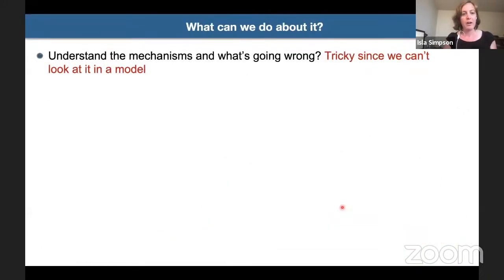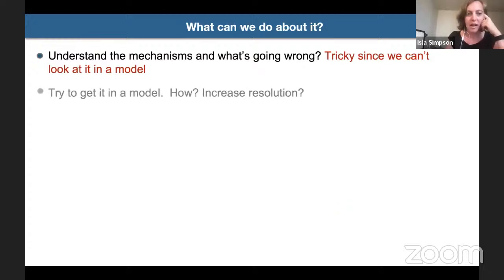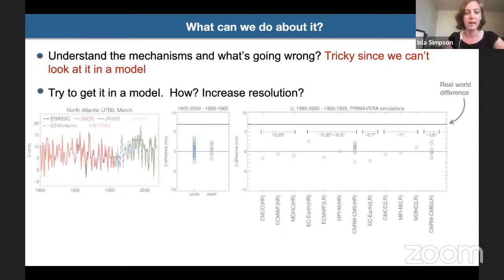So what can we try and do about it? Well, we can try and understand the mechanisms and what's going wrong. And that is difficult because no model seems to be producing this kind of low frequency variability that's coupled to the SSTs. We could try to get it in a model. And I think the easiest thing to try is to increase resolution.